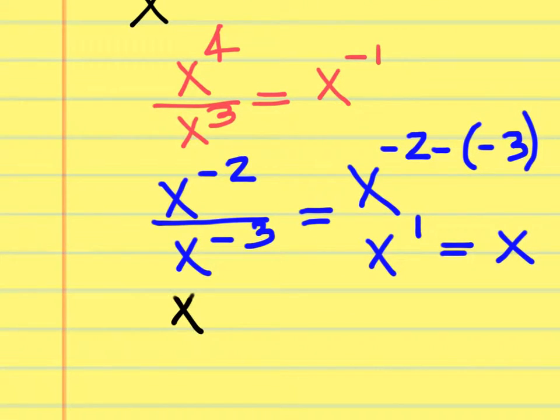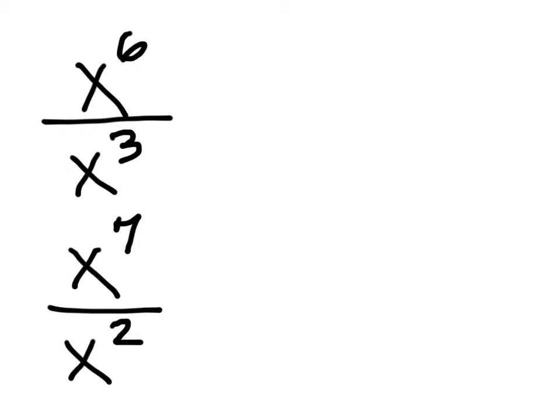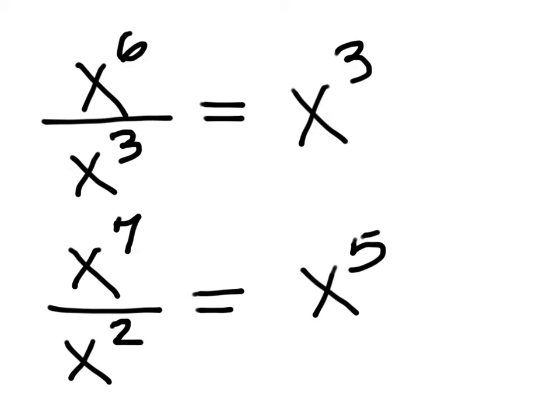What if I had x to the 6th over x to the negative 2? That's x to the 6th minus negative 2, which is x to the 8th. Somebody give me the answer for this one. X to the 6th over x to the 3rd. What would that be? Yeah. X to the 3rd is right. What about x to the 7th over x to the 2nd? Chavaria. X to the 5th is right.